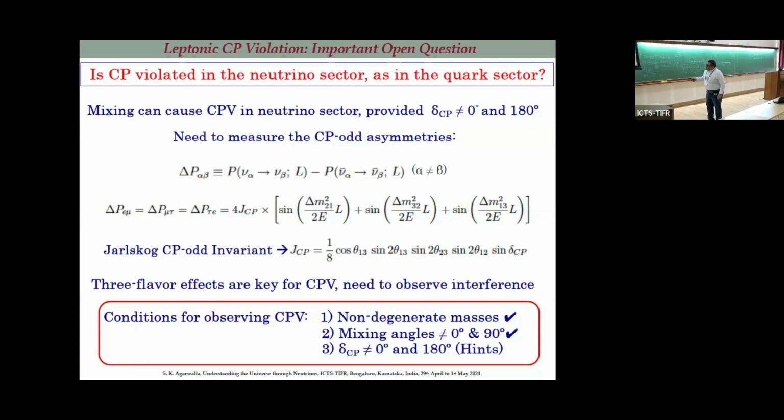So that's why I say 3 flavor effects, that is the topic of my discussion, are the key for CP violation. If any of the mixing angles are 0, this is 0, right? That means you don't see CP odd asymmetry. Convinced? Another thing. You have seen these 3 orderings, right?